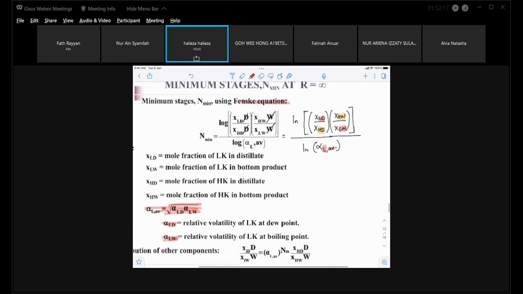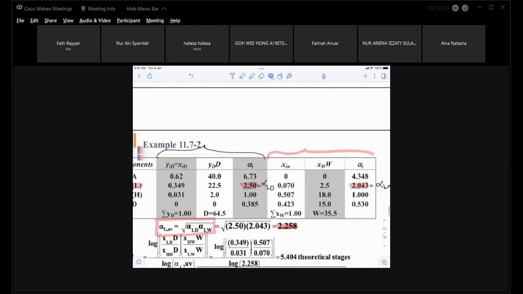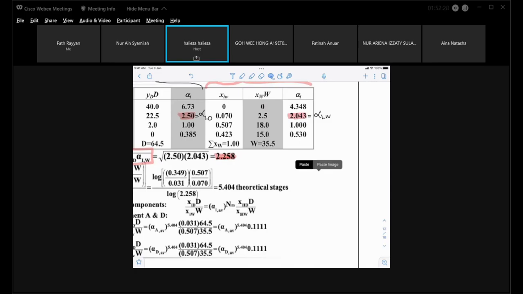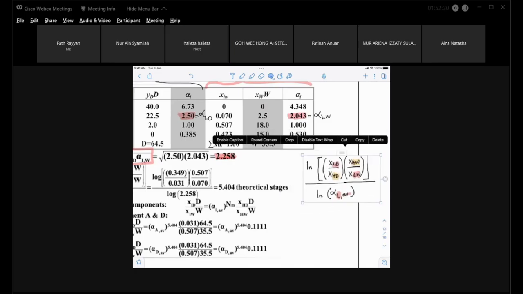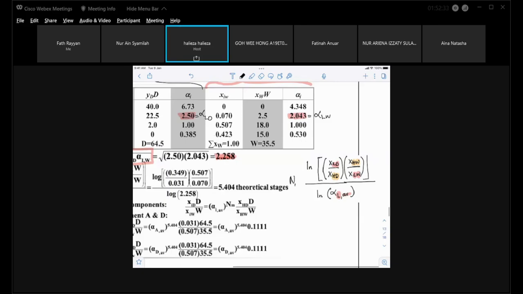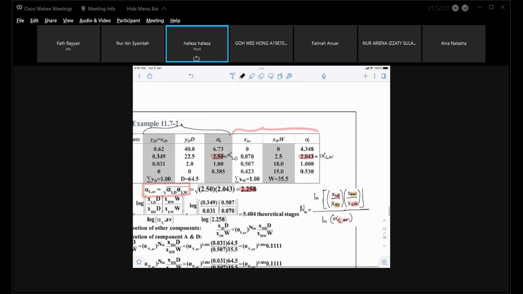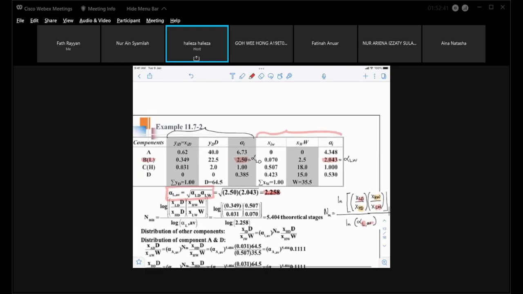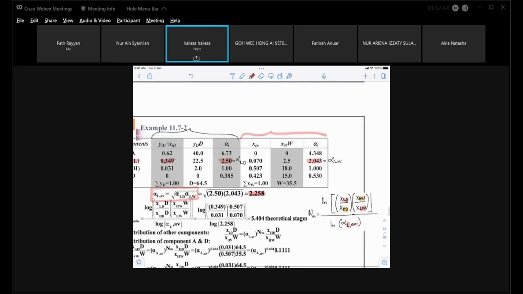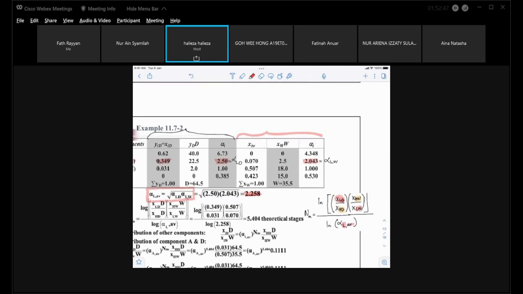So if I'm going to copy this equation, let me bring it down here. I have the equation. I'm going to calculate my N min. My composition of the light key in the distillate is this. I'm going to substitute it here. Next, I'm going to look at my light key in the bottom product. The composition is here.